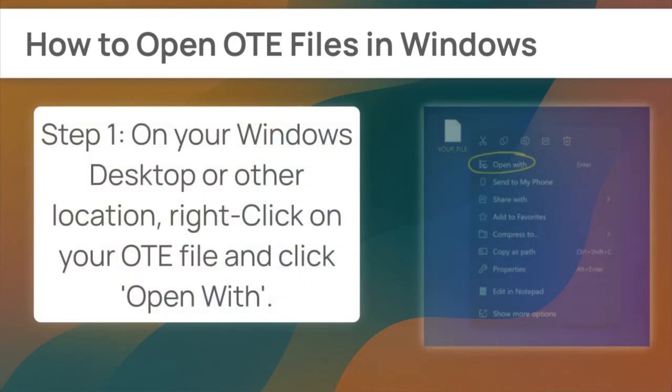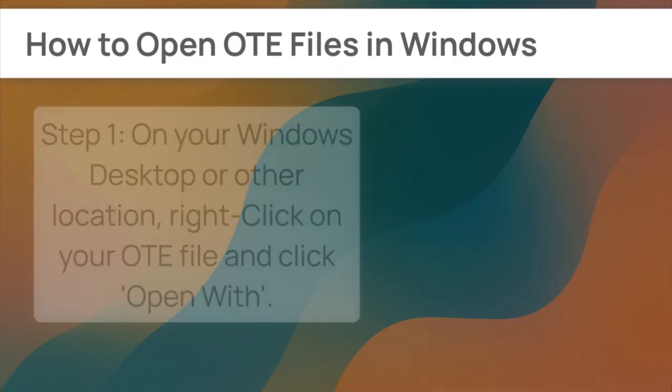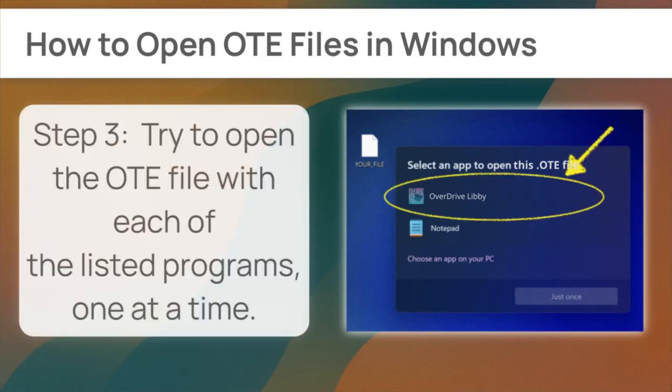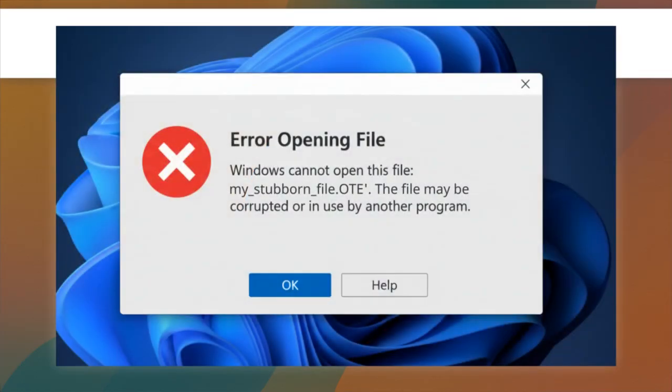Start by right-clicking the OTE file and selecting Open with OverDrive Libby first if it's installed. If you don't find it, pick any other option. Some OTE files are very particular about the opener. If the OTE file won't open, don't panic.